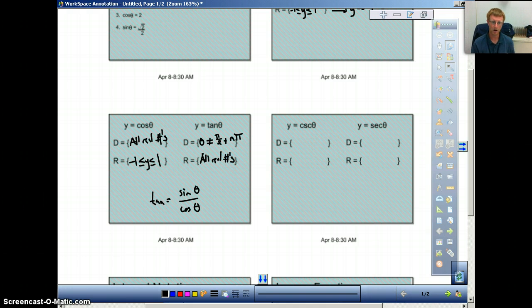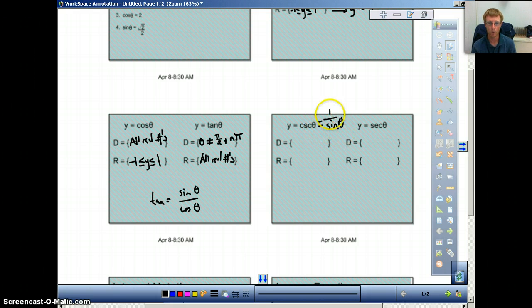So now when we look at our cosecant and our secant, it is very similar to our domain and ranges of our sine, cosine, and tangent, except one small difference. Remember, the cosecant and secant is basically we're doing 1 over. So cosecant is 1 over the sine of theta.